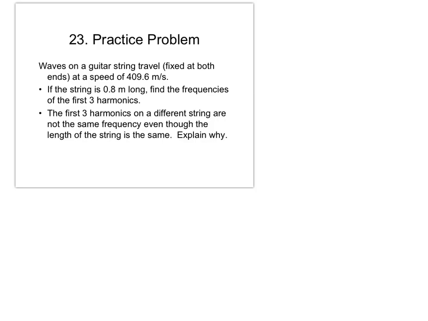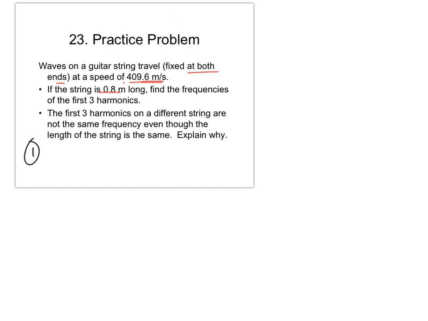All right, so for this first practice problem here, I think it's going to help exemplify a lot of things we've been talking about. We have a scenario where there's waves on a guitar string which is fixed at both ends, so that's going to be the open-open or closed-closed scenario. Either way, it's divided by 2, and they're going to travel at a speed of 409.6 meters per second, and the string is 0.8 meters long. And what we want to do is find the frequencies of the first 3 harmonics.